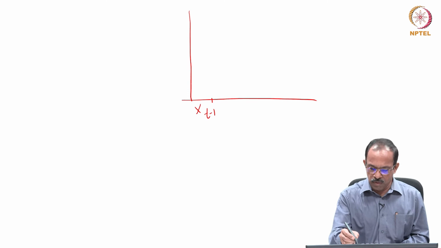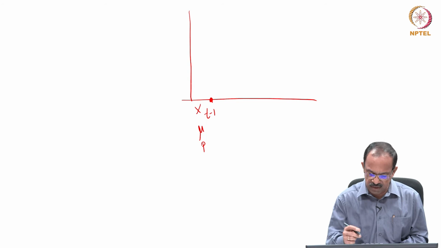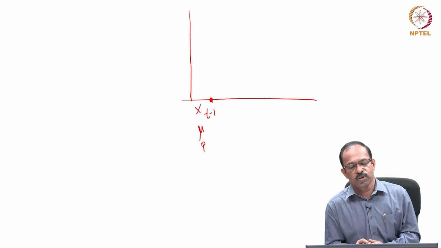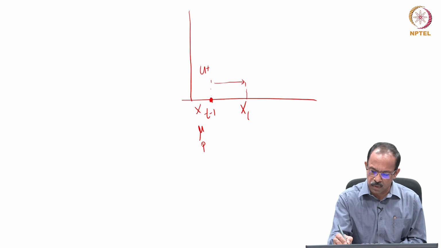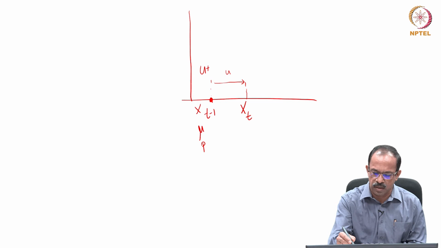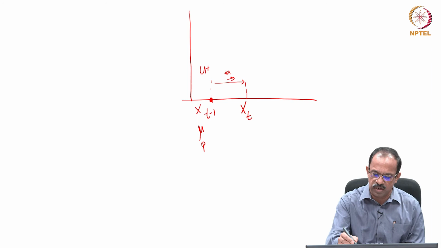Now, x t minus 1 has a mean value mu and its covariance p, so the mean value and covariance are known for that particular x t minus 1. From there, you give a control input u t, and the robot moves to x t. So now we have a prediction update that the robot has moved from x t minus 1 to x t using the control input.